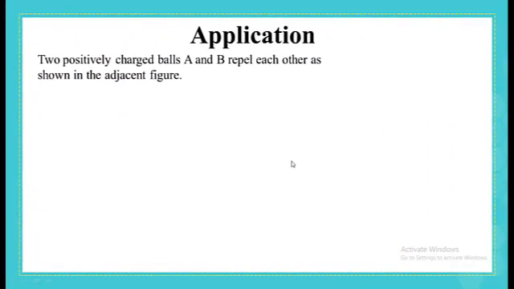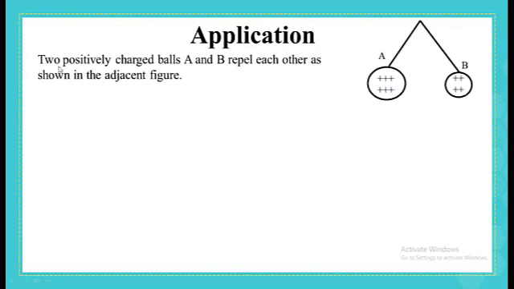Now it's time to make an application. Let's read the given. We have two positively charged balls, A and B, and because they have the same charge, they repel each other as shown in the adjacent figure. Pay attention that the size of ball A is bigger than that of ball B. The first question is to name the forces of interaction that exist between A and B.